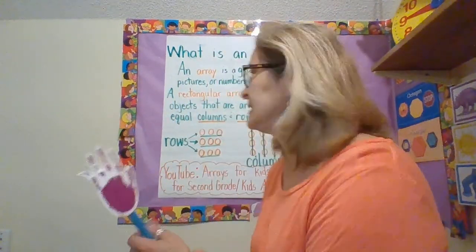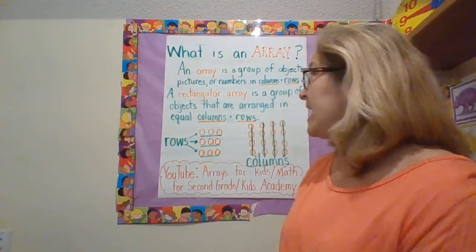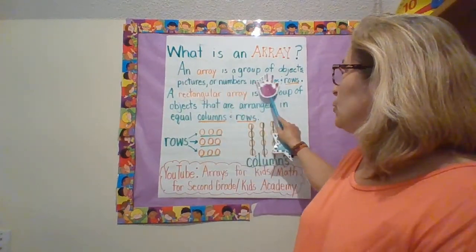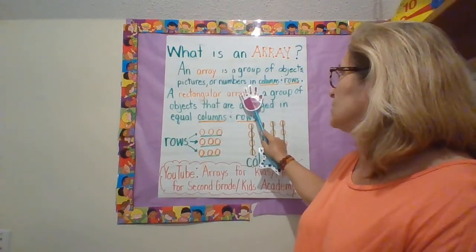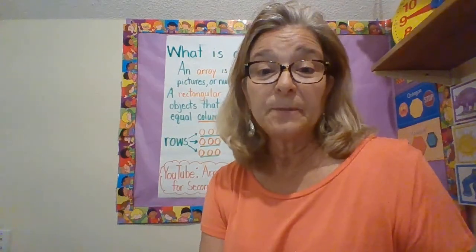Hmm, arrays. Does anybody know what an array is? Let's think for a minute. This says, what is an array? That's how we spell it. And the definition is an array is a group of objects, pictures, or numbers in columns and rows. Now, columns and rows are underlined because that's going to be very important for you to understand the difference between columns and rows when we're preparing for multiplication and doing our arrays.